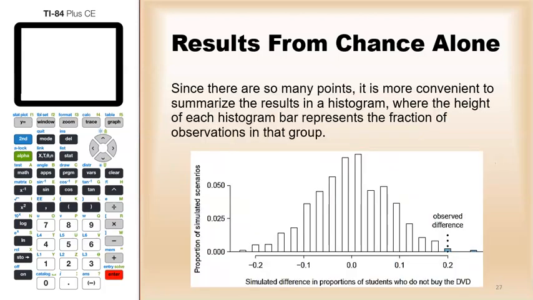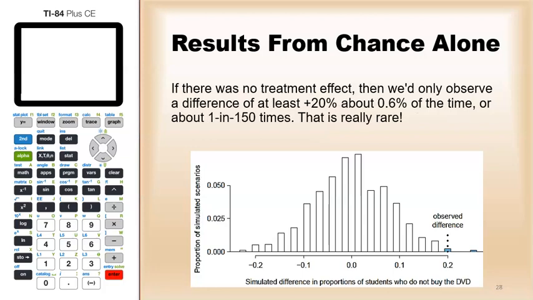Since there are so many points, it is more convenient to summarize the results in a histogram, where the height of each histogram bar represents the fraction of observations in that group. So, if there was no treatment effect, then we would only observe a difference of at least 20% about 0.6% of the time. That would be the heights of this bar and this bar. So the heights of these two bars come out to be about 0.6%, or about once every 150 times. That's really rare.